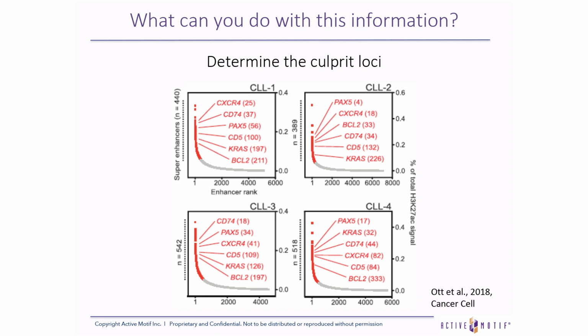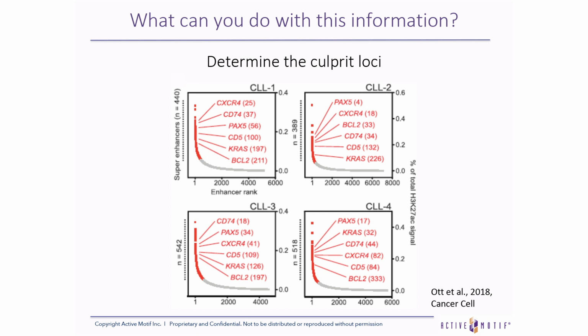And as we look at just these 4 examples, the top of the list has similar culprits. PAX5 seems to be up there in that it's aberrantly on, aberrantly open chromatin. The enhancers that control that gene are aberrantly acetylated at histone H3K27. So PAX5 is one of those loci that keeps popping up, as well as CXCR4. CD74 is also high in a lot of these samples.